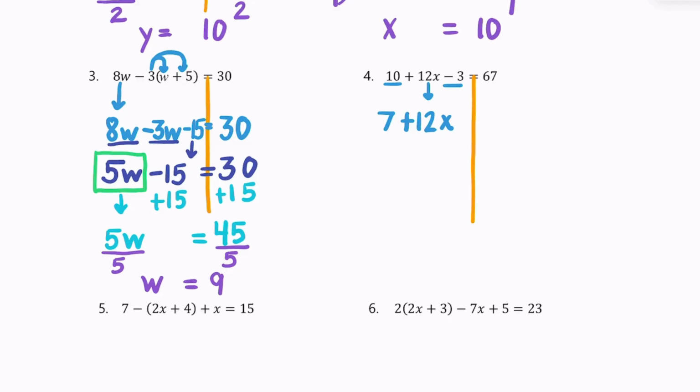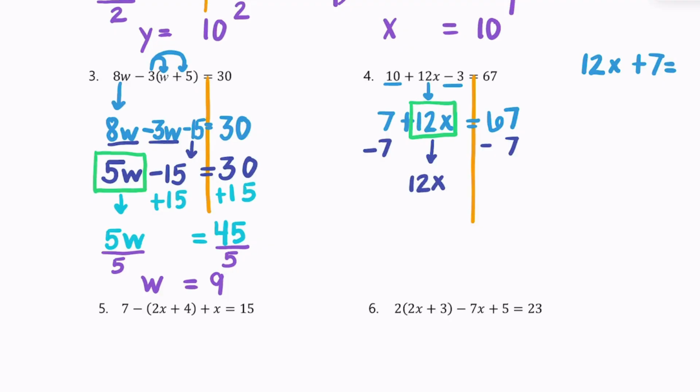That's perfectly okay. I also always like to write the variable first, and because that's a positive 7, that would become plus 7. So if you want to write it like I did over on the right, that's okay as well. It equals 67. Okay, so now I'm going to put my 12x in the box. I need to get rid of that positive 7, and that 7 is being added on that left-hand side. So the opposite of adding 7 would be to subtract 7. And if I do that on the left, I need to do it on the right. So that gives me 12x equals 60.